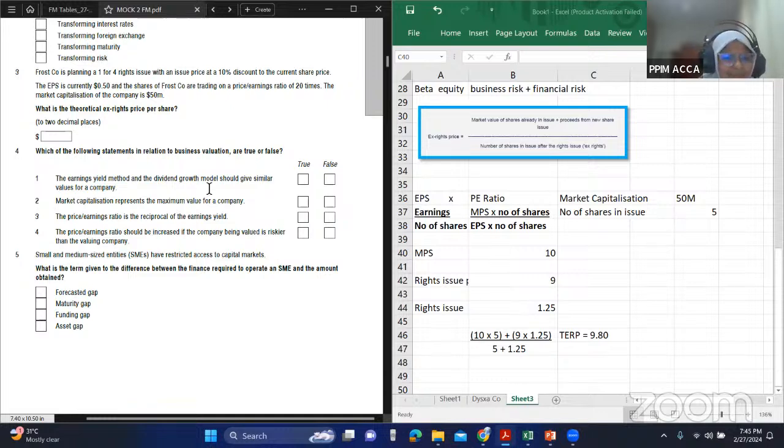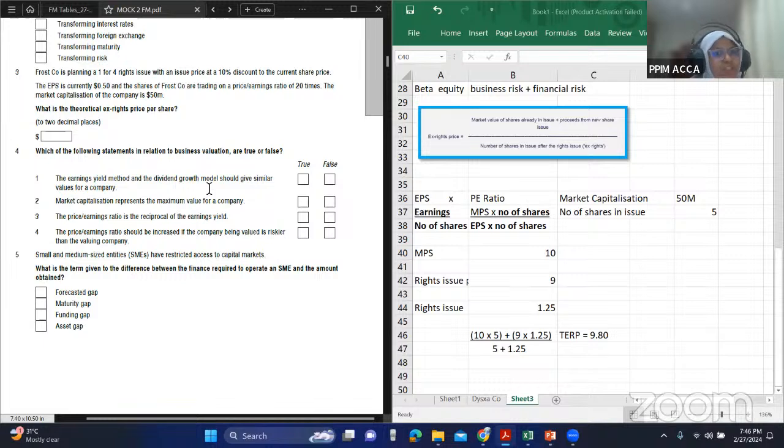Market capitalization represents the maximum value of a company. Market capitalization is simply the number of shares multiplied by the share price. Okay, now that is not maximum. Because sometimes when you take over another company, you will value it higher than the market price, because for example, you might get synergies. Okay, you might have some other benefit. There may be a brand name. There may be a good workforce. So those kind of things will usually add to the value of a company. So market capitalization, it's not necessarily the maximum value. Okay. The PE ratio is the reciprocal of the earnings yield. That is true. Okay. Earnings yield, PE ratio, they're the reciprocal of each other.